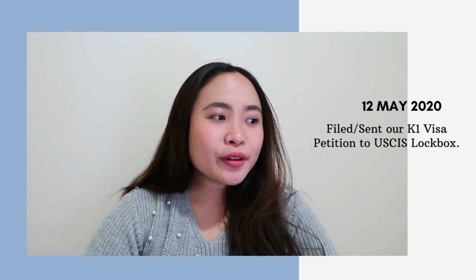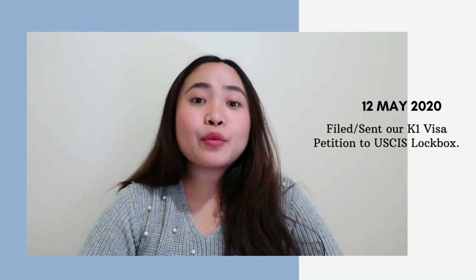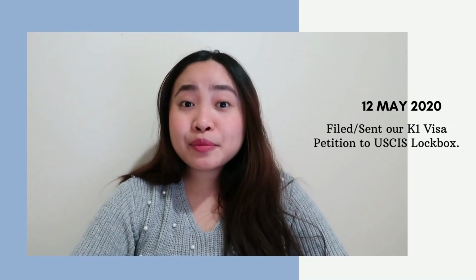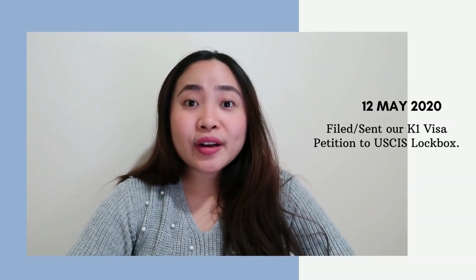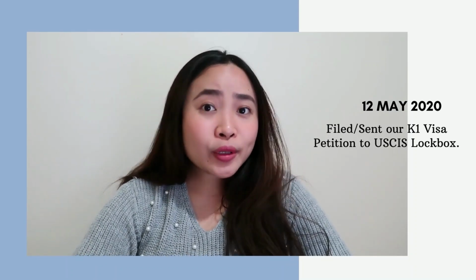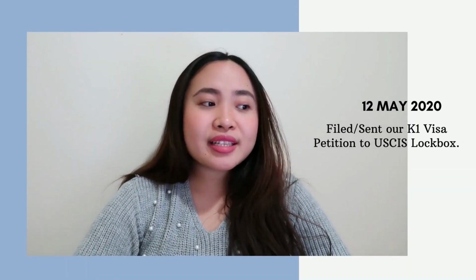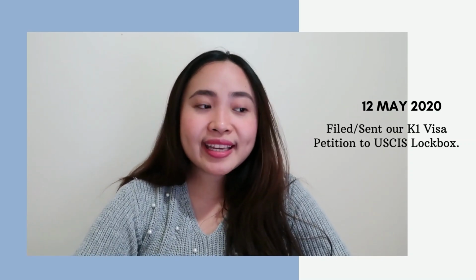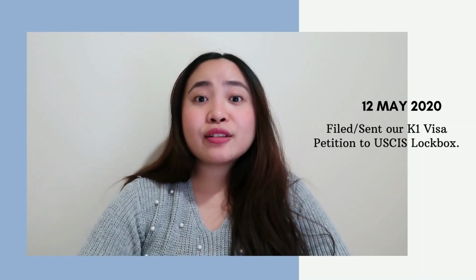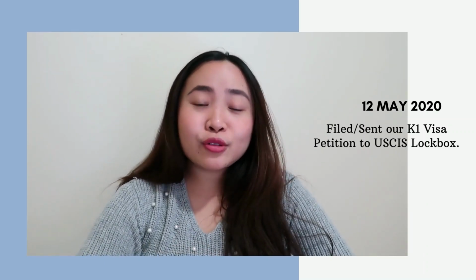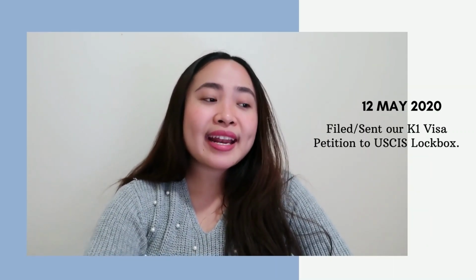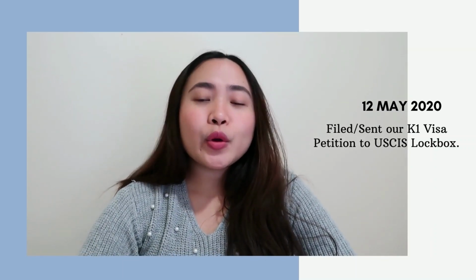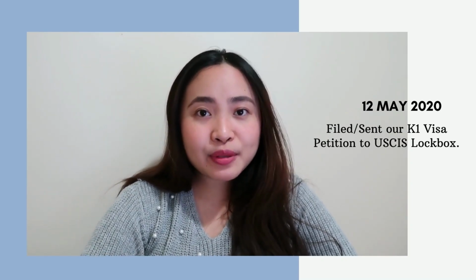Alright, so as we all know, filing form I-129F, Petition for Alien Fiancé, is the first step in obtaining a K1 visa for a fiancé. Now, the goal is your US citizen fiancé will petition to establish a relationship to the USCIS and then intend to let you come to the United States and marry within 90 days. Now, in our case, it was on May 12, 2020 when we filed or sent our K1 visa petition to the USCIS lockbox.